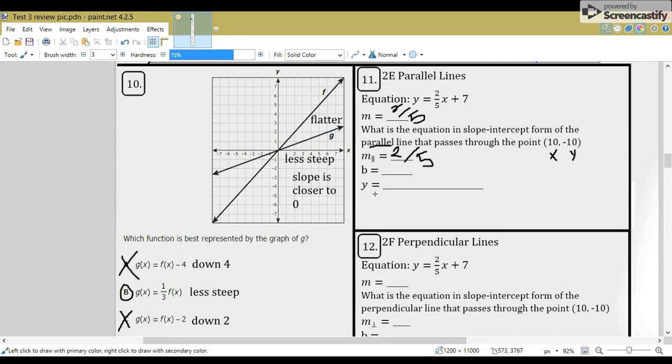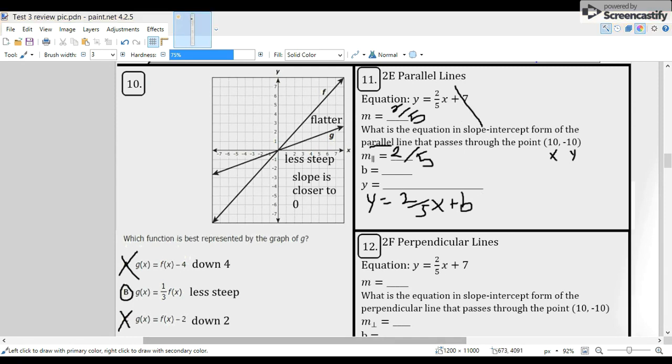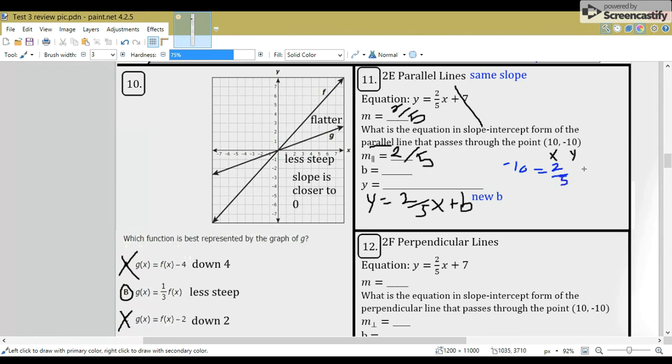So first you want to set up the equation y equals 2/5 x plus b. This b right here is your new b. This b right here is our old b. We do not need to even look at it. From here, let's plug in our point to solve for b. So we have -10 equals 2/5 times 10 plus b.